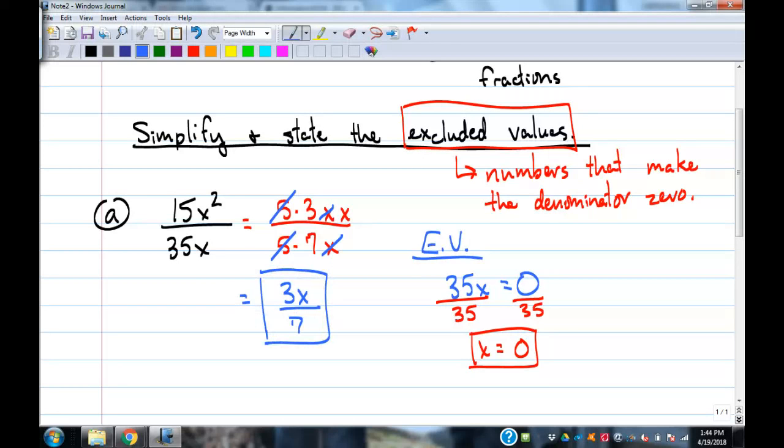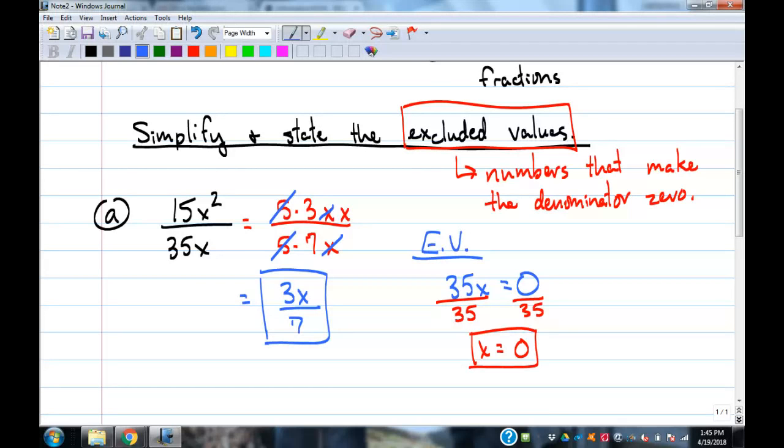Not that bad. That is what we're doing all day. What do you do with the excluded value? The excluded value is a statement you just have to make. You have to say, the excluded value for this problem is 0. It'll relate more to what we're going to do probably Monday. Okay.